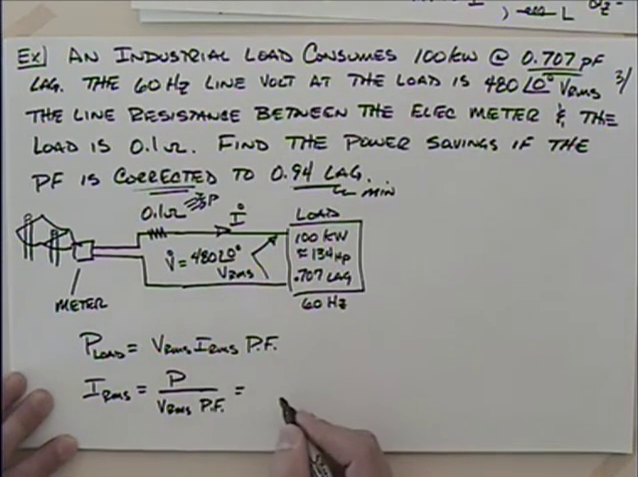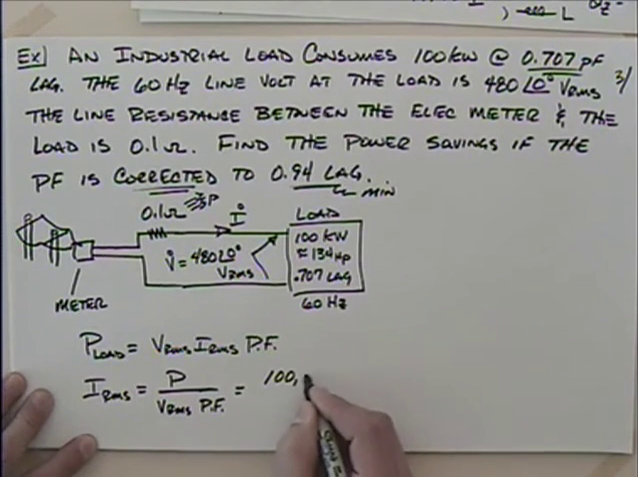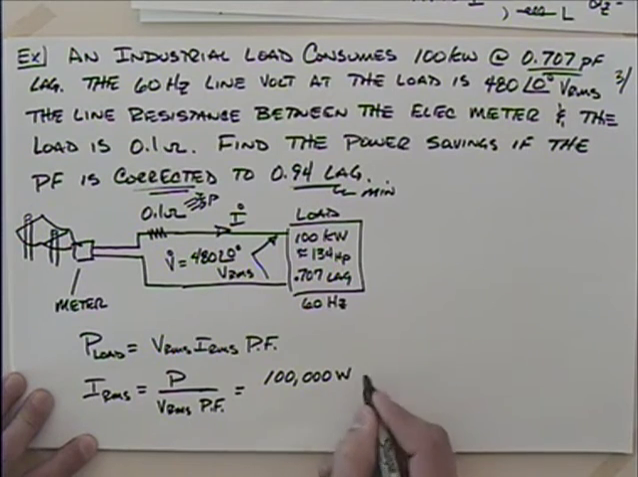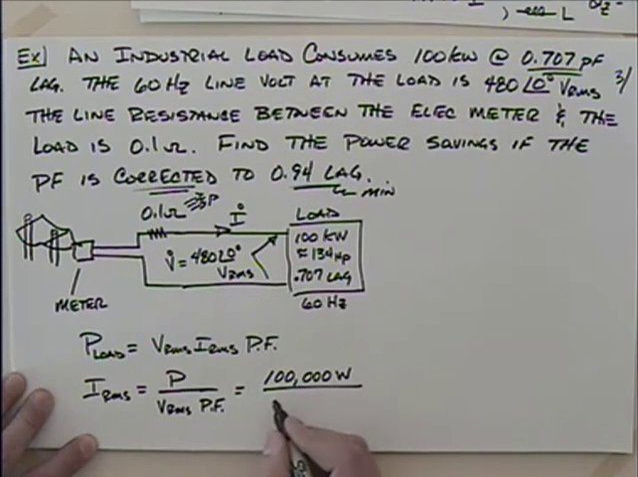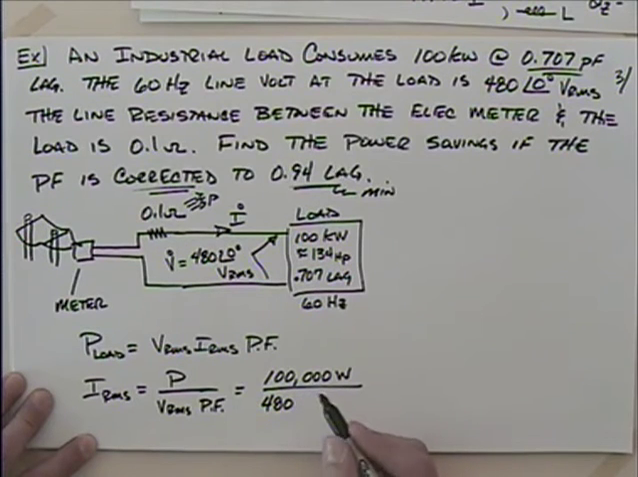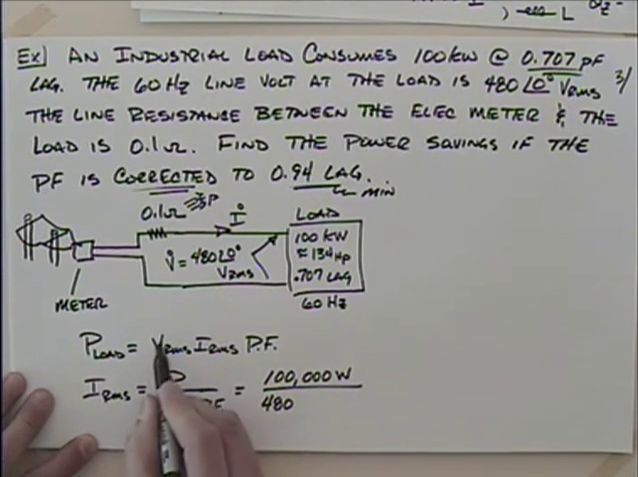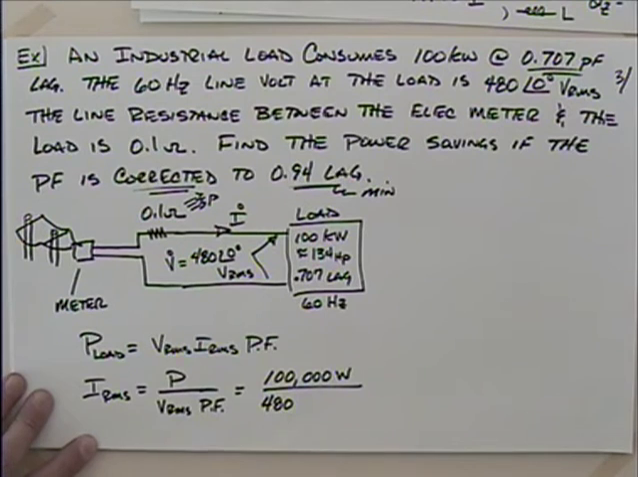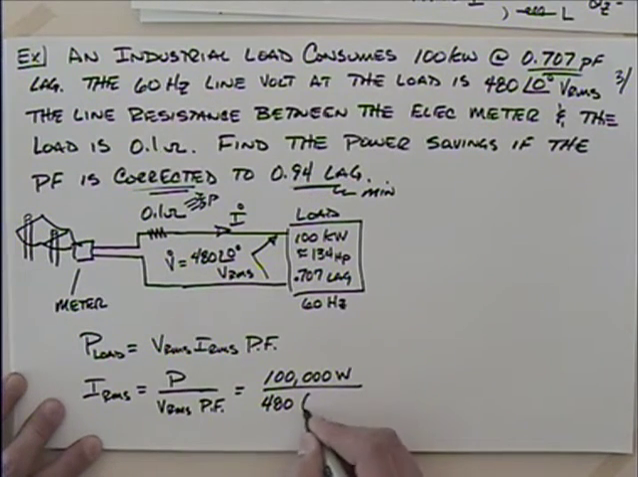So if I start to put numbers in here, we have 100 kilowatts, so 100,000 watts divided by V RMS, which is 480. That's the magnitude. Okay, these are just magnitudes. You notice there's no phasor dot. That's not an omission. They're magnitudes. It's not a phasor. And then the power factor. What was our power factor? 0.707. That's where we're starting out.